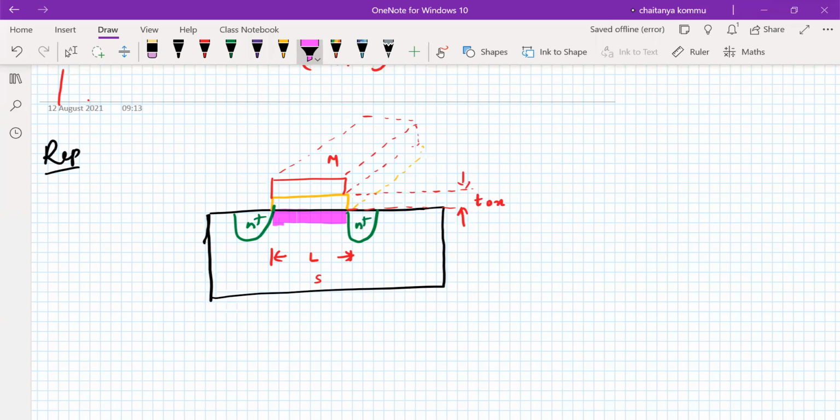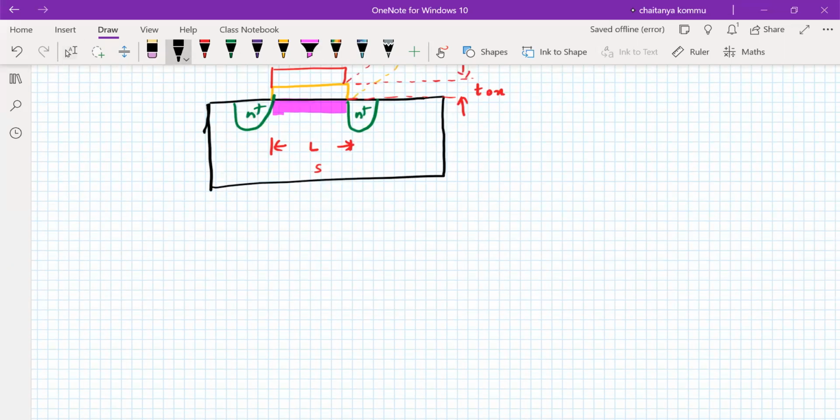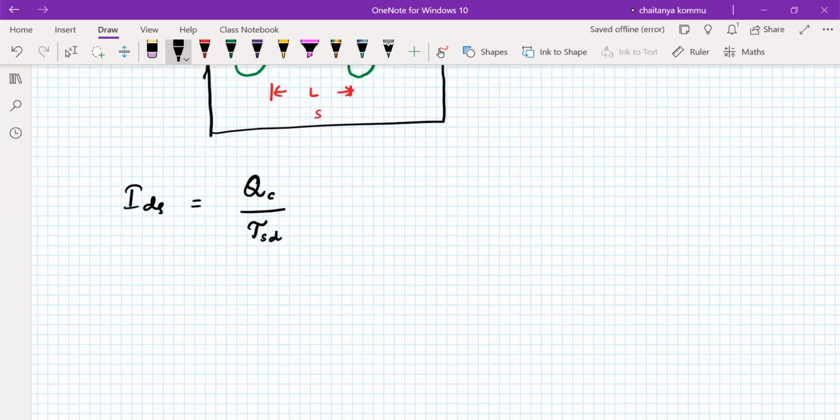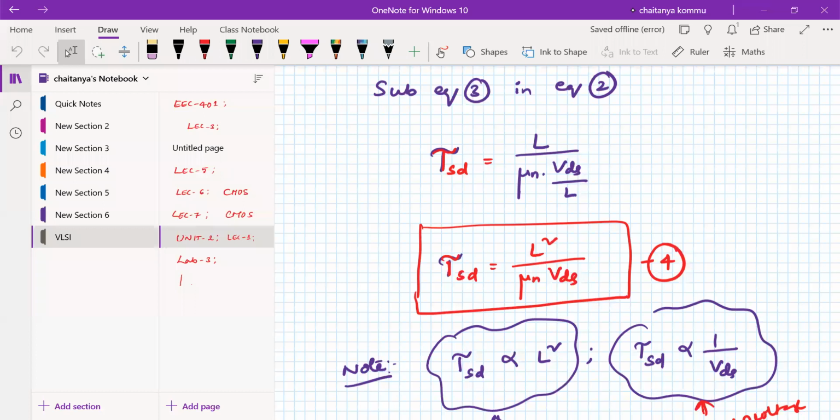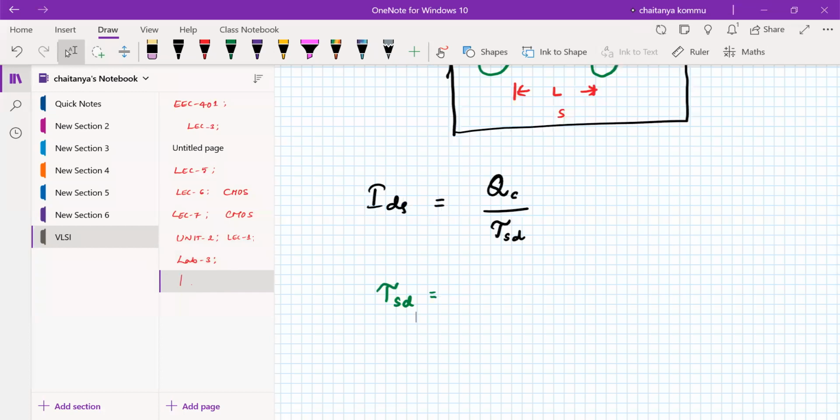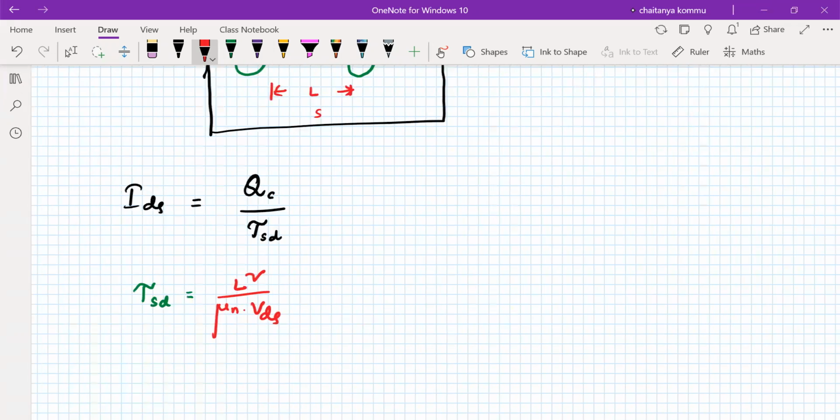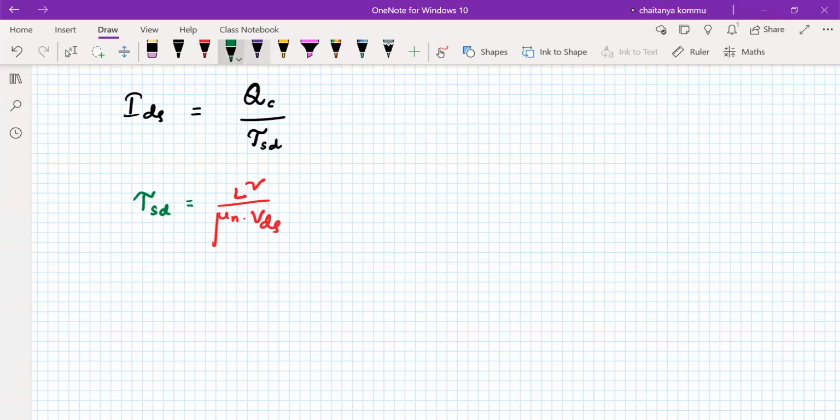Now, in the last class we have seen the transit time tau. The current we want to calculate, the source to drain current IDS, is nothing but the channel charge induced divided by the source to drain transit time, tau ST. That means the time taken by the carrier to move from source to drain. How do we define the transit time? The transit time is defined by L square divided by mu n into VDS, that is, L square divided by the carrier mobility of the electron times VDS. This is what we derived in the last class.